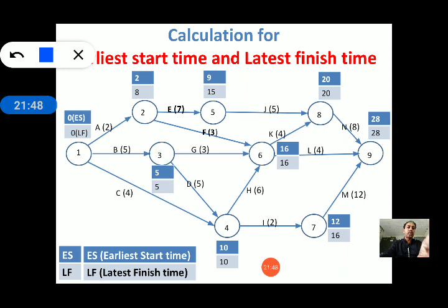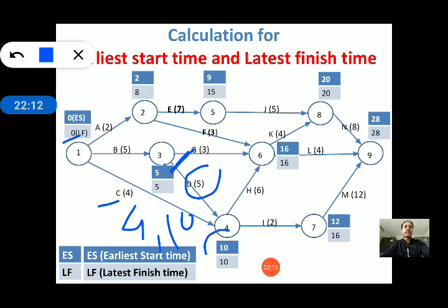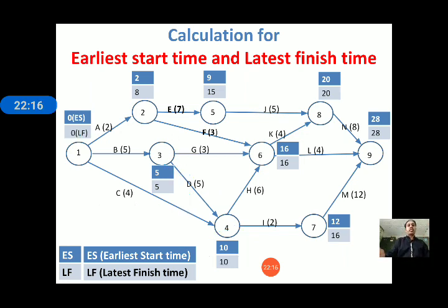Take this one first: the earliest start time is 0 and the duration is 4, so 0 plus 4 means 4. And another activity is coming toward event number 4. The earliest start time there is 5 and the duration is 5, so 5 plus 5 is 10. So take the maximum value, which is 10. Okay, so this is the calculation to find the earliest start time.